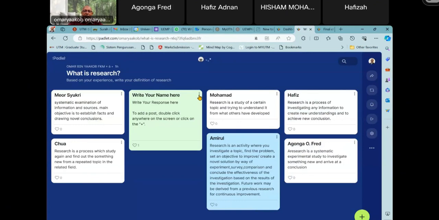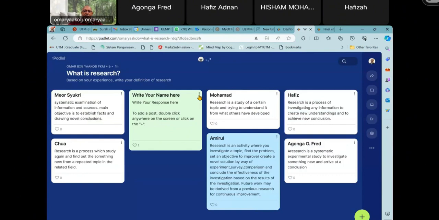Okay, so here are some keywords. I'm not sure where to pick up the keywords: systematic, maybe; activity; investigate a topic; find a problem; novel solution; continuous improvement; bring added value. Okay. 6 and 7, Chua.